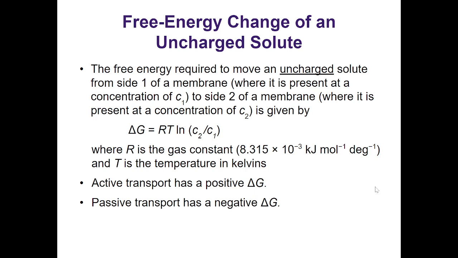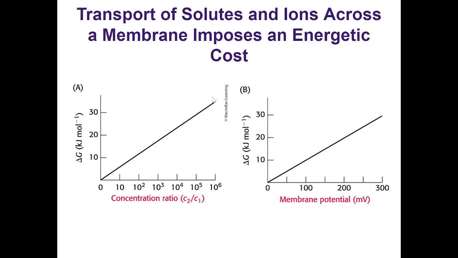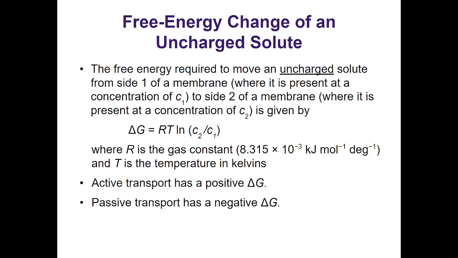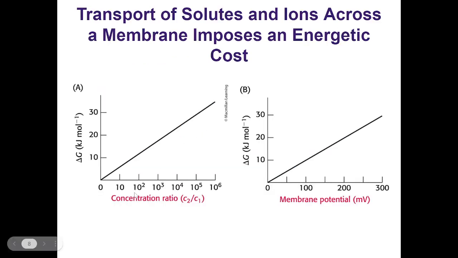So the free energy required to move an uncharged solute from side 1 of a membrane, where it's present at concentration C1, to side 2 of the membrane, where it's present at concentration C2, would be given by this formula right here. That's actually the same relationship you're seeing here, right? Notice, if you were to write a linear regression for this, what would it look like? Y would be equal to delta G, right? The slope would be what? RT. Okay, and if you wanted it to be linear, it needs to be the natural log of C2 over C1. Okay?